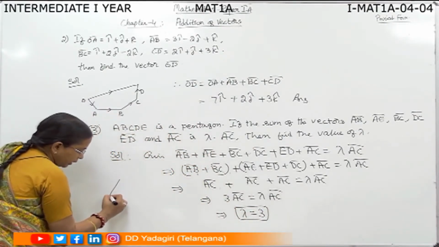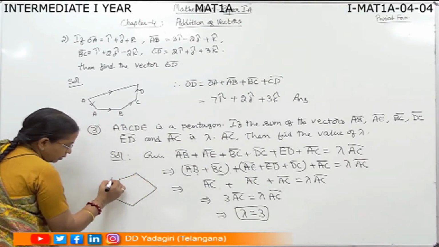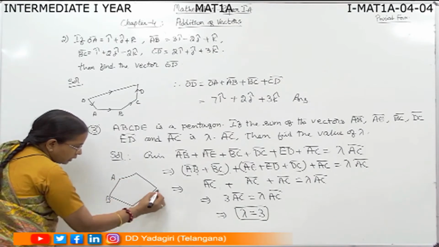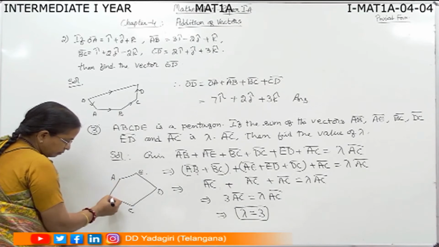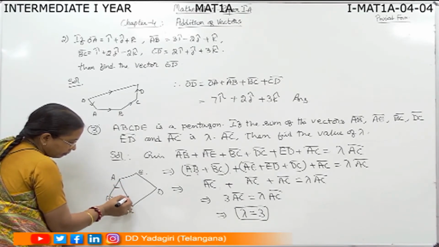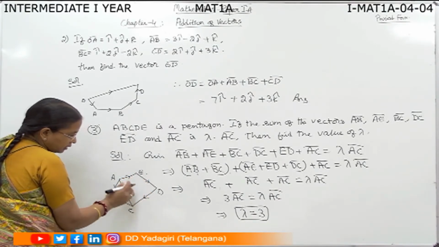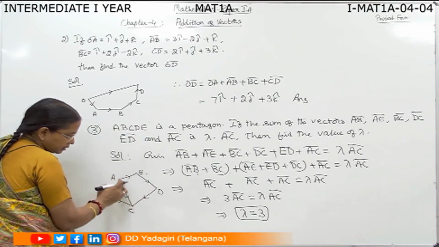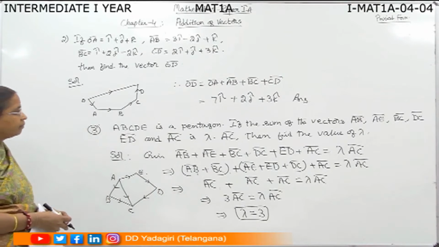Like when you draw the pentagon A, B, C, D, E, AB plus BC is AC. And again AE plus ED plus DC is AC again. So like this we do the problem.